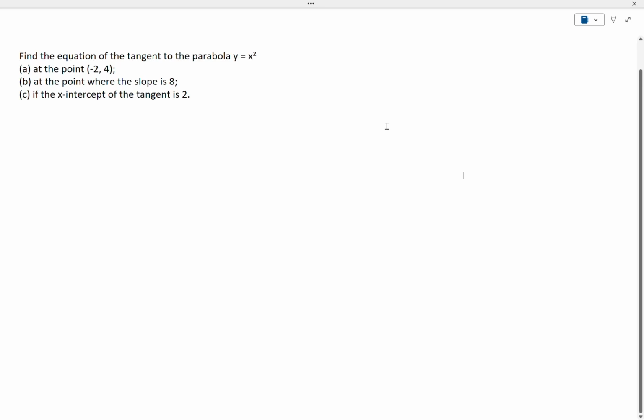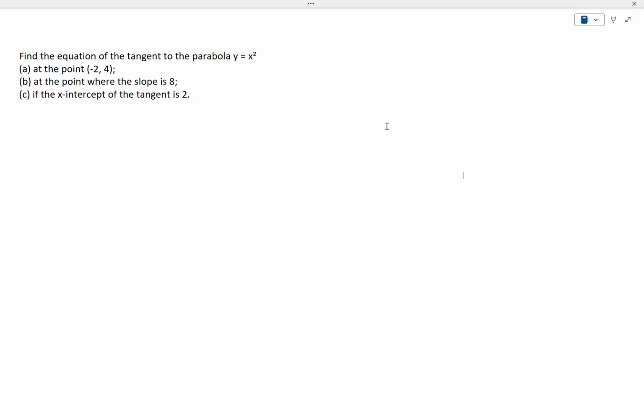Today we have a very introductory calculus problem that hints at the idea of a derivative without actually telling you to find the derivative. Right here we're going to find the equation of the tangent to the parabola y equals x squared at multiple different points and with multiple constraints.